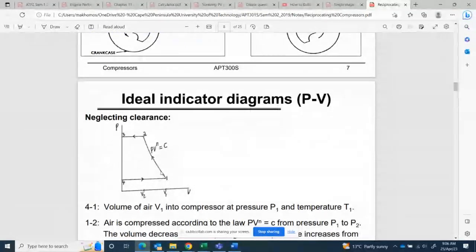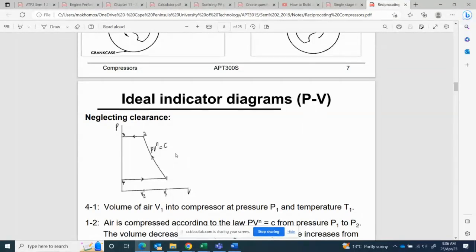So between 1 and 2, the piston is going up, compressing air from 1 to 2. How is it compressing? It can compress isothermally, polytropically, or adiabatically. But in this case, because PV^n equals C, we say that it's compressing polytropically. The question is, why would you go for polytropic compression instead of adiabatic or isothermal?